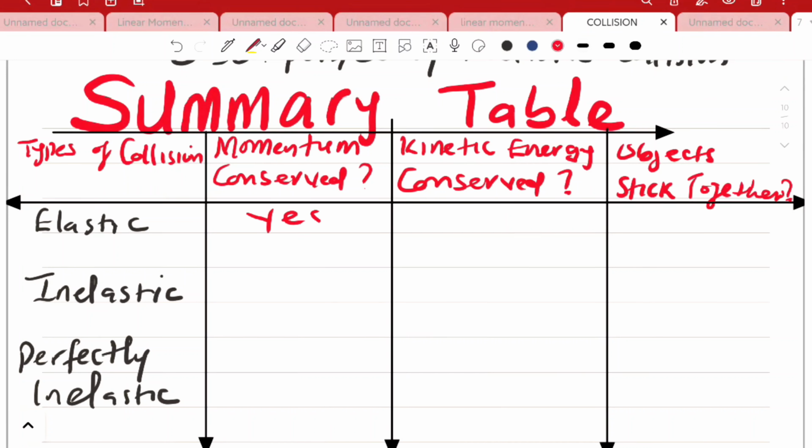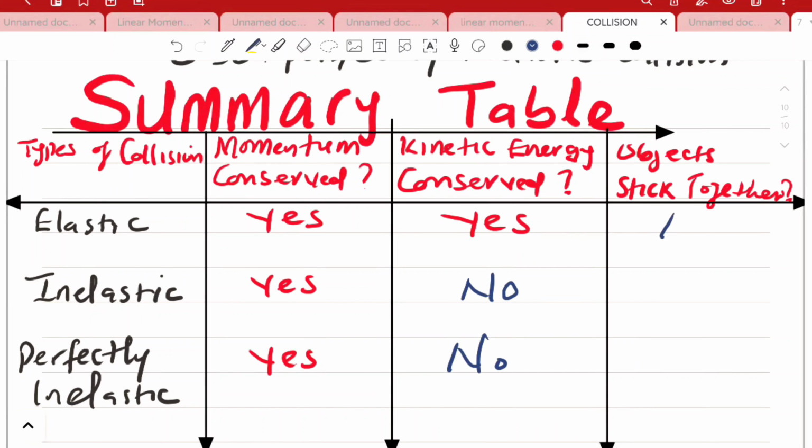What happened to momentum conserved? Yes. Inelastic? Yes. Perfectly inelastic? Yes. Then kinetic energy conserved? Yes. For inelastic and perfectly inelastic, no and no. Then objects stick together? No, no, yes. I hope this is clear.